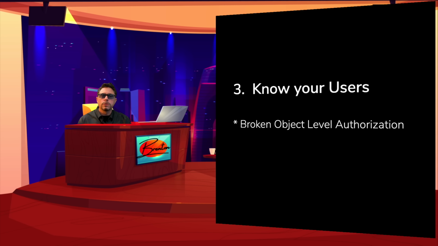At number 3, we have Know Your Users. A critical vulnerability in this category includes broken object level authorization, or BOLA, vulnerabilities. This is when someone who shouldn't be able to access the resources is able to, even though they are not authorized. We're specifically talking about authorization at the object level here. If you're thinking about authorization for an API in general, you're thinking too broadly.